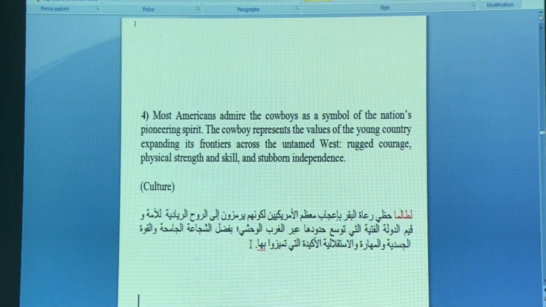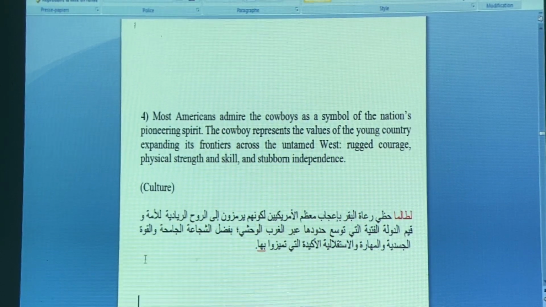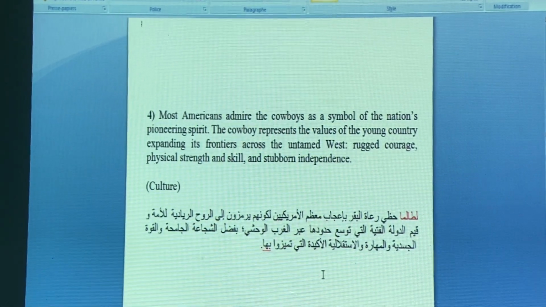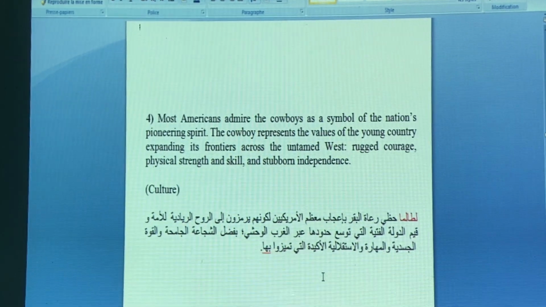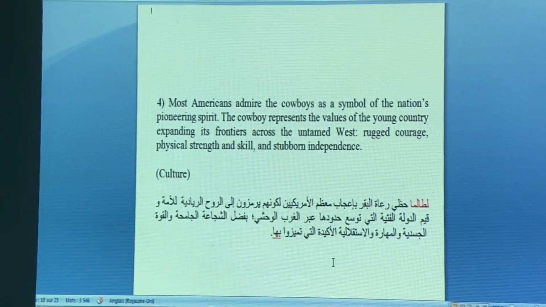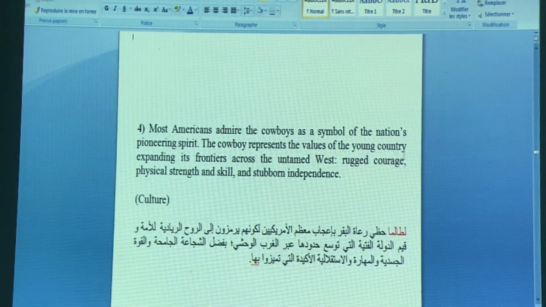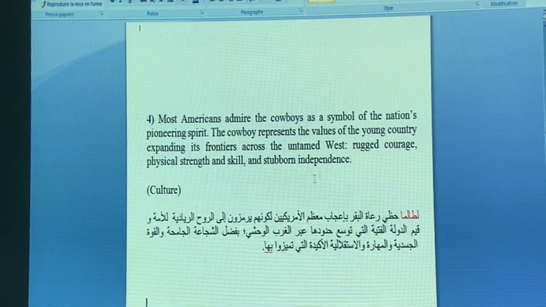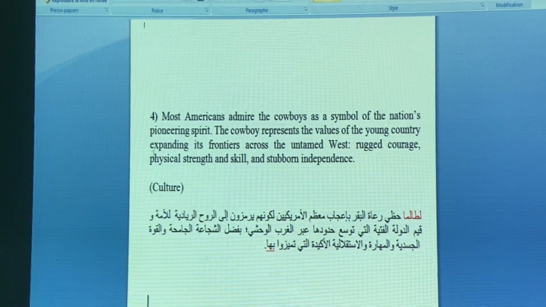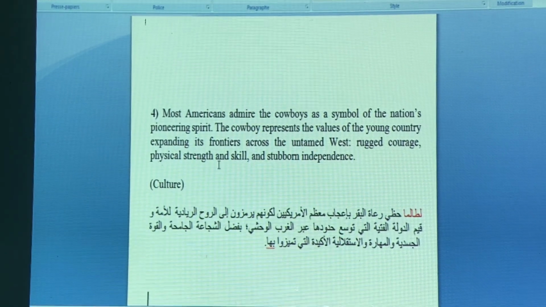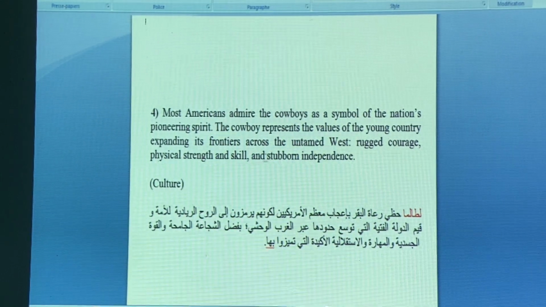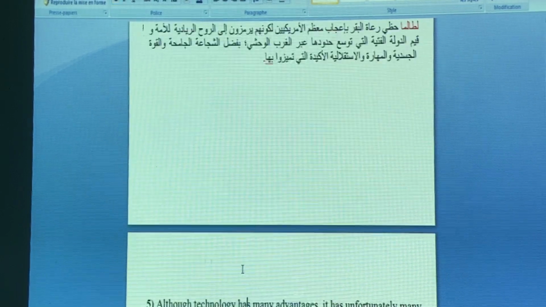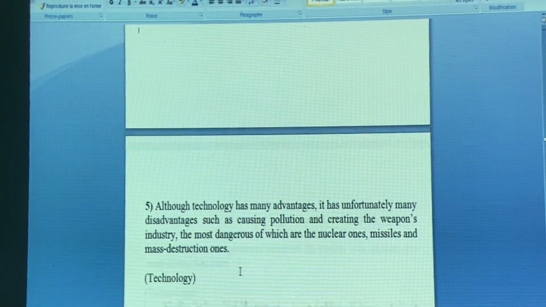Here, pay attention to the use of the "and" between strength and independence. This is very normal in Arabic. However, in English you cannot say "and" each time. "And" must be kept for the last item, like here: rugged courage, physical strength, skill, and stubborn independence. Here, physical strength and skill represent one thing. So, "and" here is for the last item. But you cannot say "and" elsewhere, because grammatically speaking it is not correct.